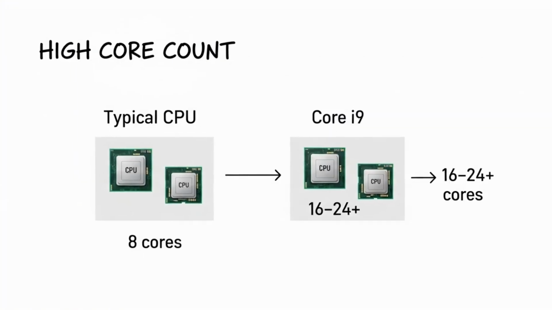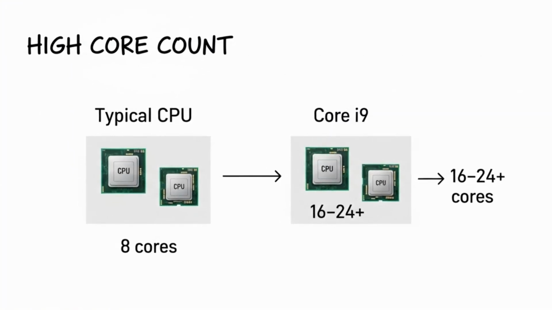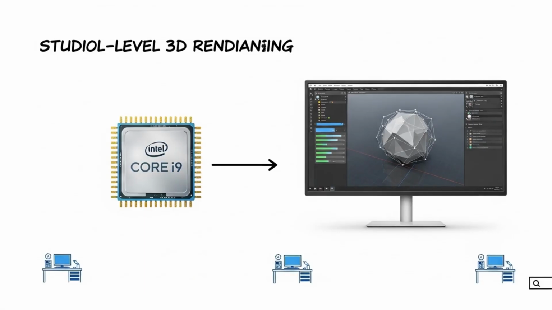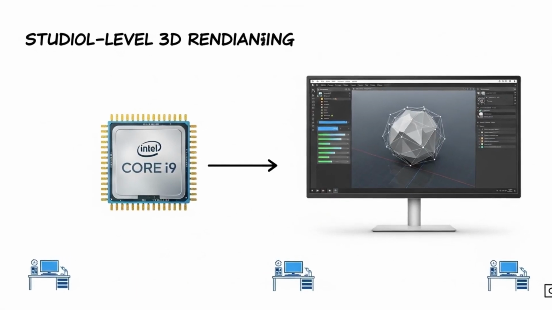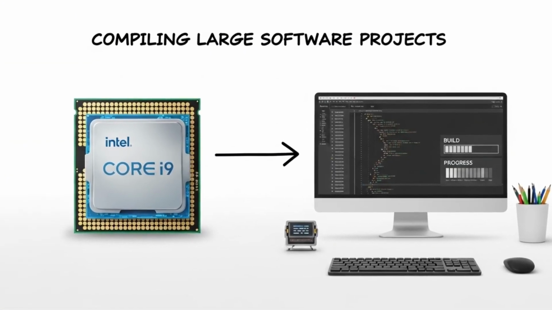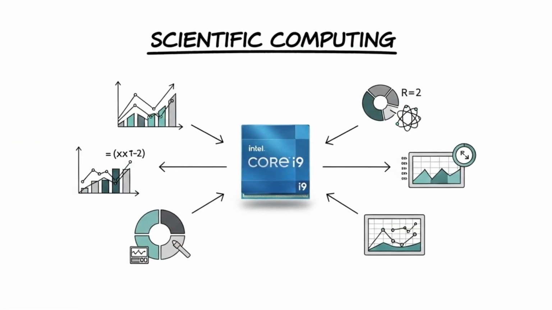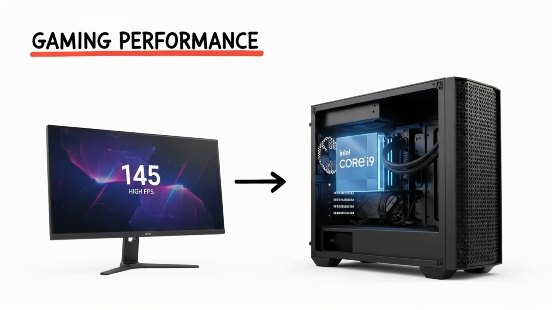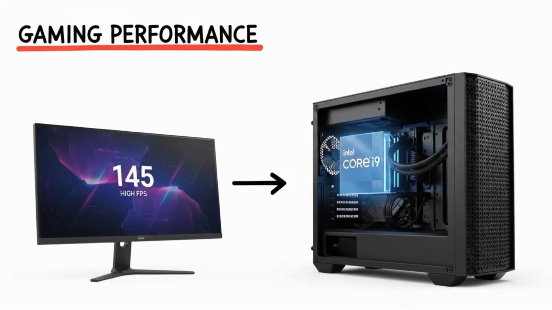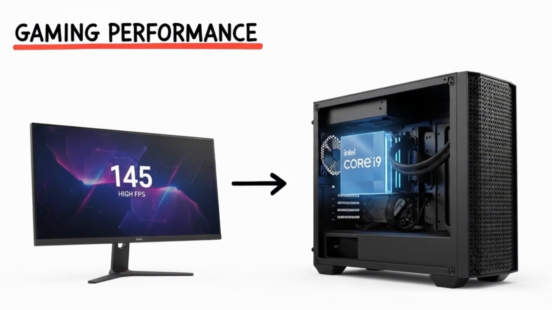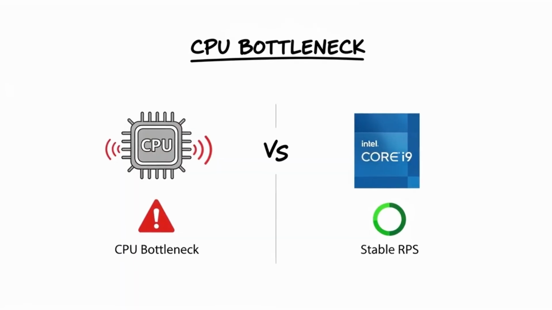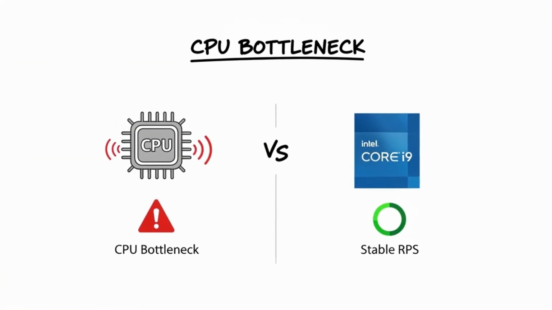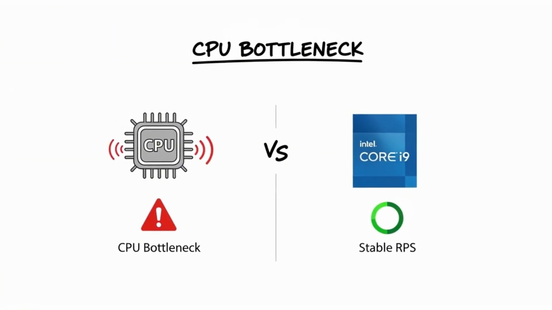With core counts soaring from 16 to 24 and beyond, the Core i9 is designed for workloads that would cripple lesser chips. We're talking about studio-level 3D rendering, compiling massive software projects, performing scientific calculations, and editing multiple streams of 8K video. For gaming, a Core i9 is overkill for most titles, but it provides an unparalleled level of future-proofing and the ability to maintain maximum frame rates even when running background tasks. It ensures that the CPU is never the bottleneck in a system.